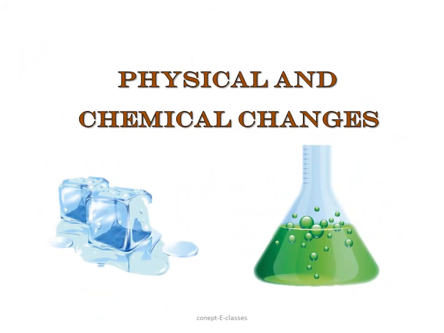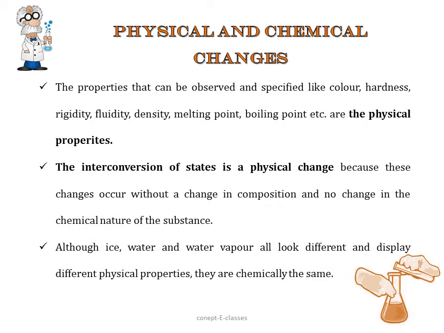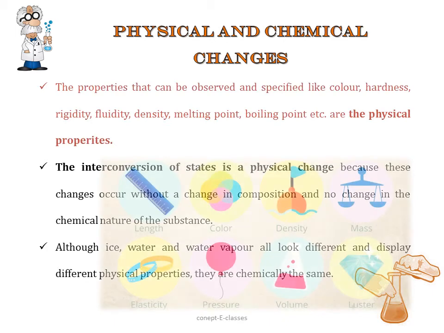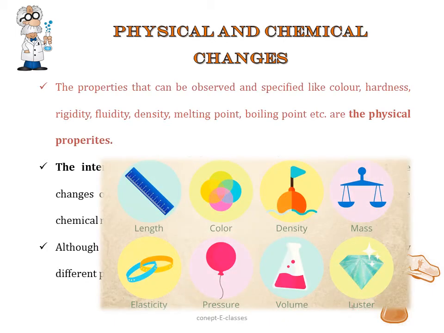Now let's see what are physical and chemical changes. So first let's understand what are physical properties. The properties that can be observed and specified, like color, hardness, rigidity, length, fluidity, density, melting point, boiling point, etc. are called as physical properties.